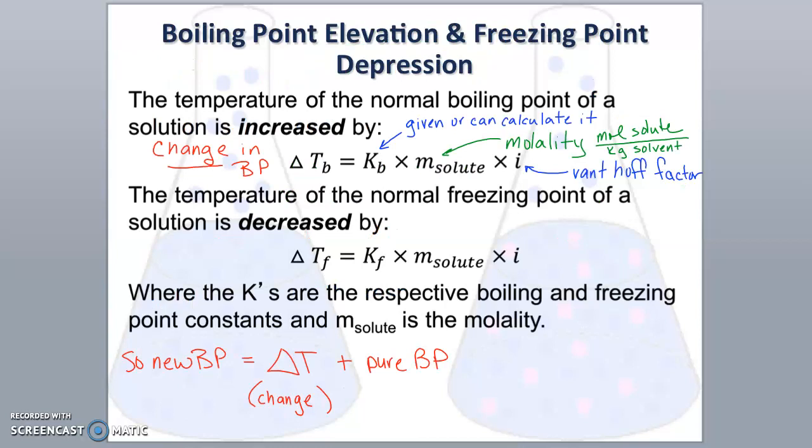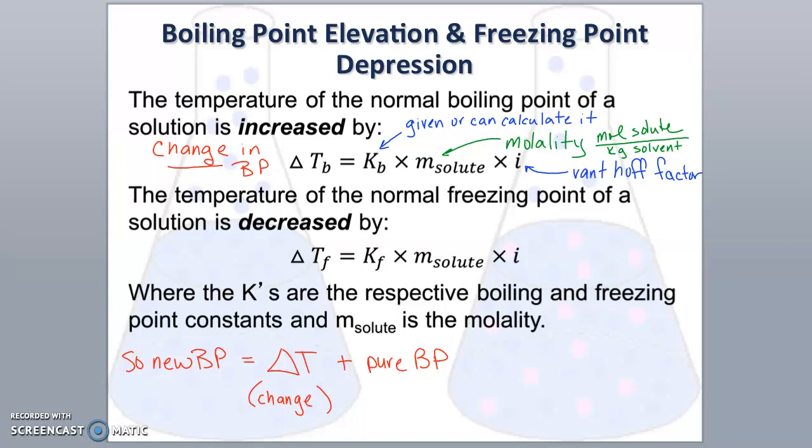The next calculation we're going to do is calculate the boiling point elevation or the freezing point depression. The formulas are very similar, and this is where we're going to introduce this Van 't Hoff factor that we just talked about. So the change in the boiling point is equal to a constant, a boiling point constant for that solvent, times the molality of the solute. See that? That's specifically the solute, times the Van 't Hoff factor.